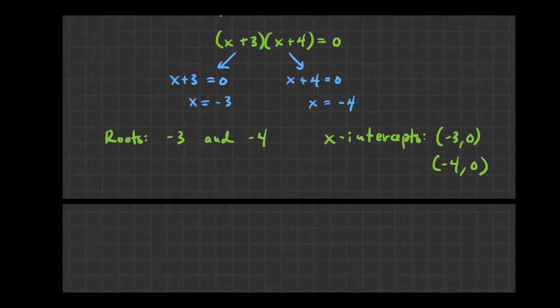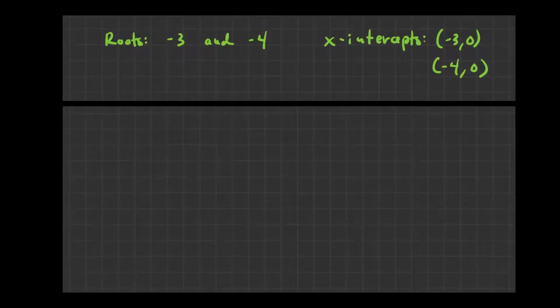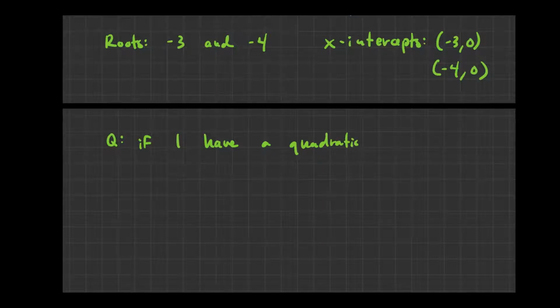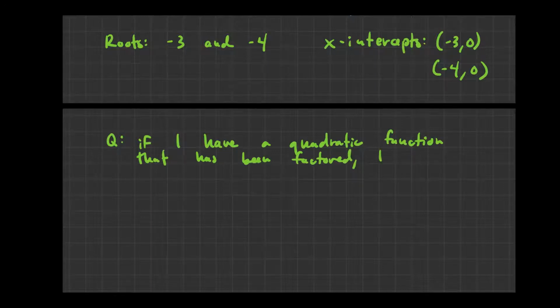All right. Let's see here. So let's put some of these pieces together. So here's a question. If I have a quadratic function that has been factored, how can I find its roots? How do I find its roots? So I've got a quadratic function that's been factored. How do I find its roots?